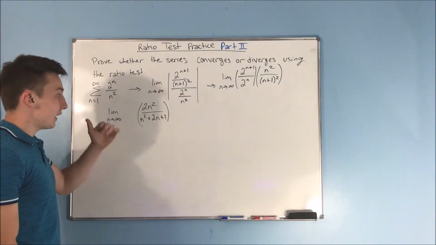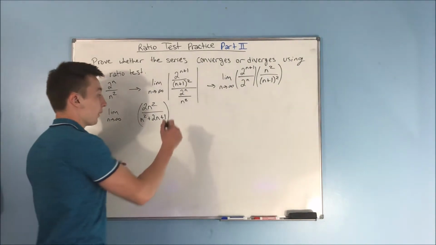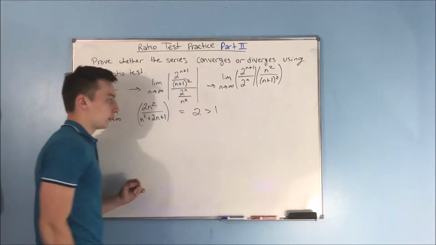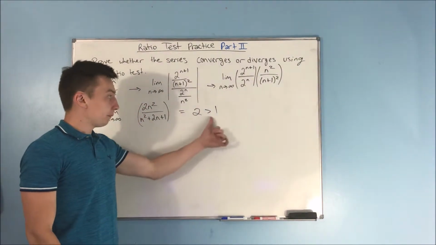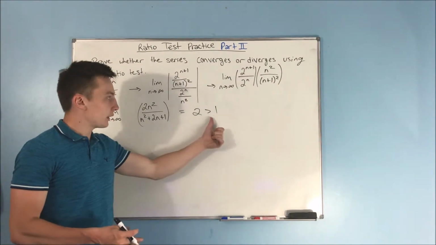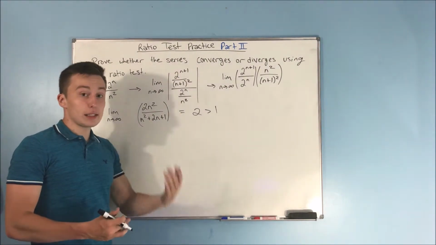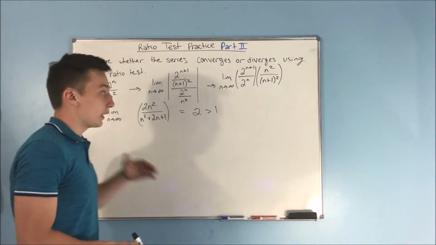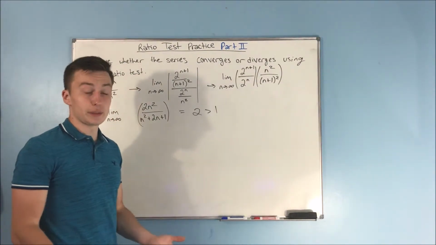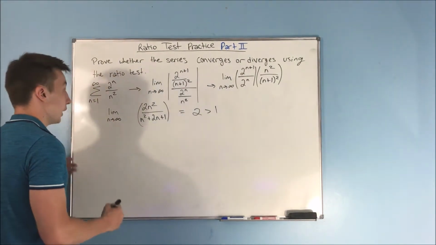You can either divide everything by n squared or do L'Hopital twice, but you'll end up with this limit equaling 2, which is greater than 1. If you're wondering why I put that there, it's because we need to see if this number is greater than, less than, or equal to 1, because that tells us whether this is absolutely convergent, divergent, or inconclusive. Since it's greater than 1, it is divergent by the ratio test.